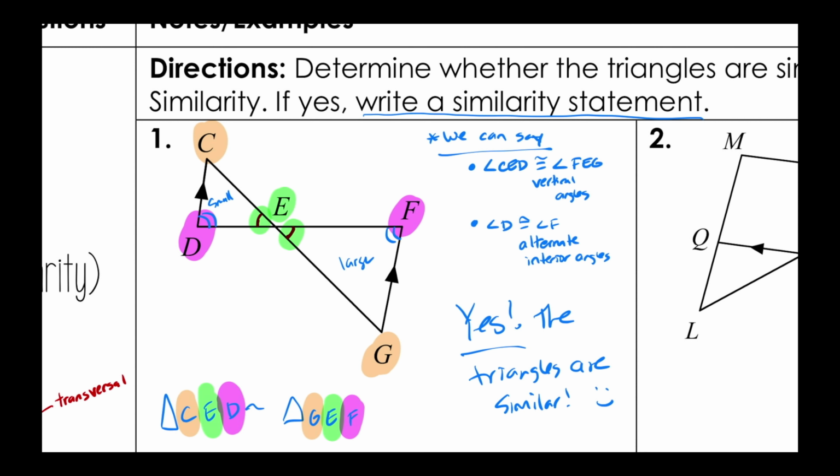And that means that C and G match, and that makes sense. C and G do match. That means E and E match. Well, duh. They're back in the center. That's the same one. And then D and F match.